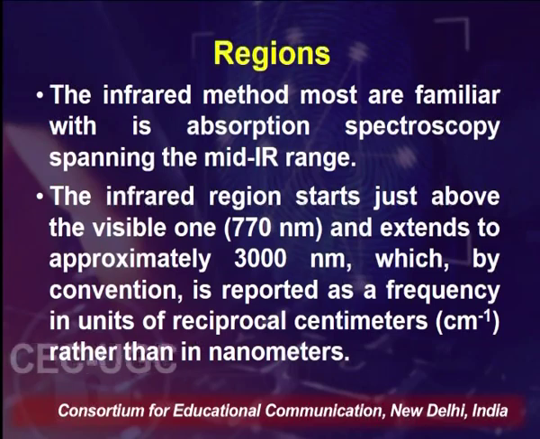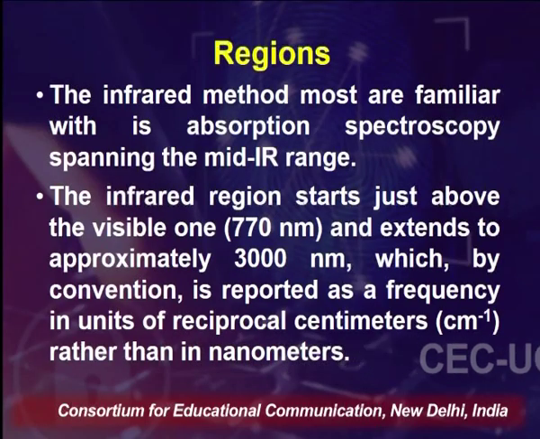The region infrared methods are most familiar with is absorption spectroscopy spanning the mid IR region. The region starts just above the visible one and extends to approximately 3000 nanometers. So, this region lies between the visible region and the microwave region. Usually, we report them in units of reciprocal centimeters rather than nanometers. This is just a convention which has been used by scientists for many years.